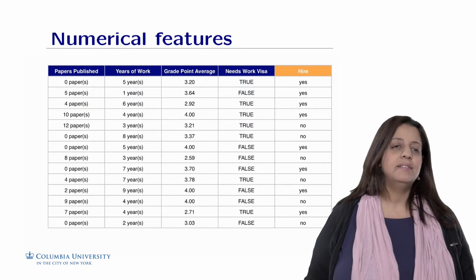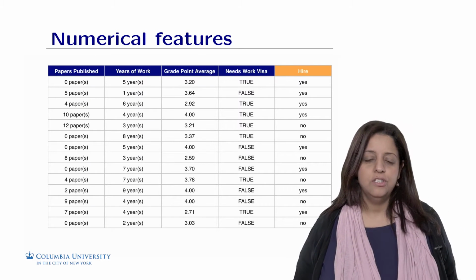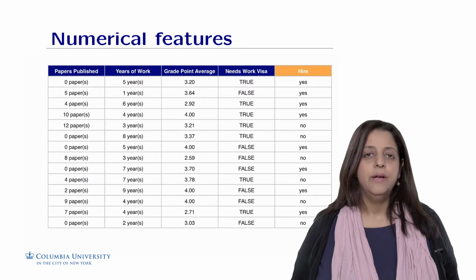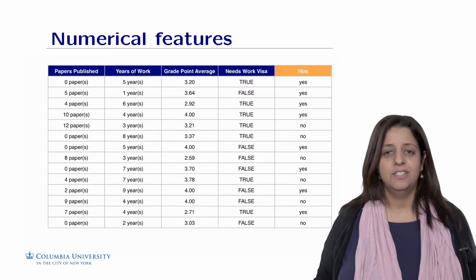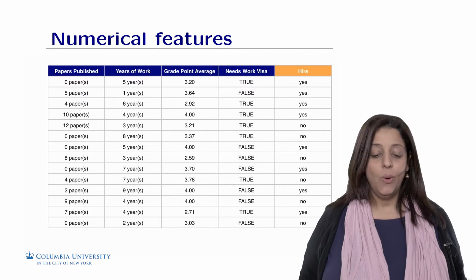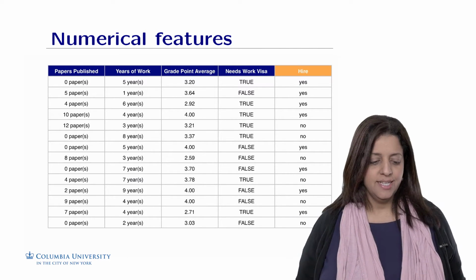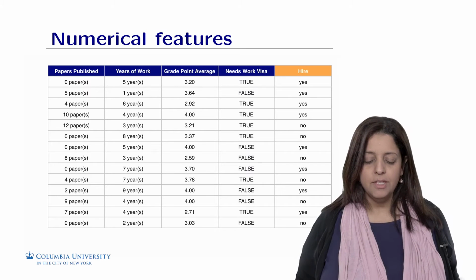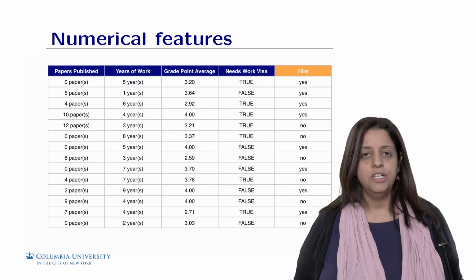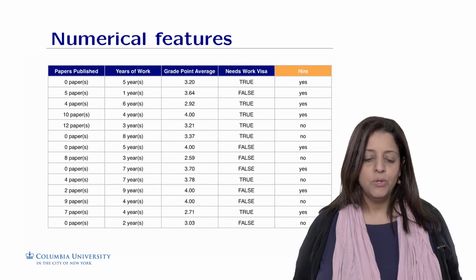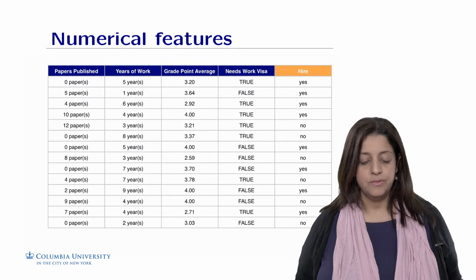You might have noticed that the data we have been dealing with so far with decision trees is purely categorical, which is one of the main strengths of decision trees. It works great for categorical data. What if your data is numerical, such as this example in which we have, in the same example, the number of papers published, the years of work, the grade point average, and the need for work visa or not?